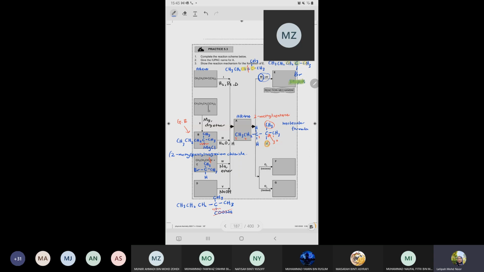Okay, what is the molecular formula? Apa molecular formula to methyl pentane? Give me the molecular formula. C berapa? C dia ada berapa? 5. 5 je ke?